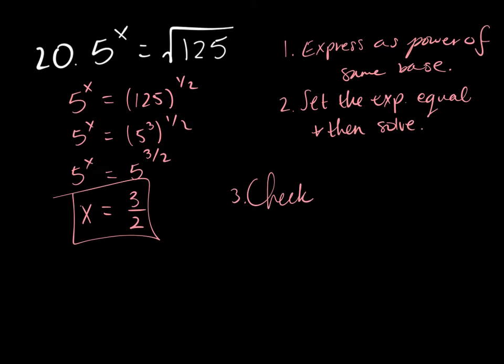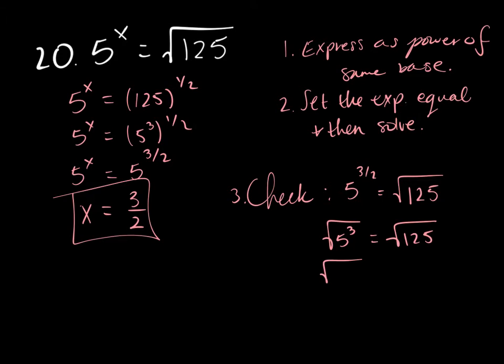That's step 3. So we plug in 3/2 into our original equation at the top in white. So that's 5 to the 3/2 is equal to square root of 125. It's the same thing as square root of 5 cubed. Square root of 5 cubed is square root of 125, which is indeed equal to square root of 125. So yes, our answer does work. Let's look at a different one.